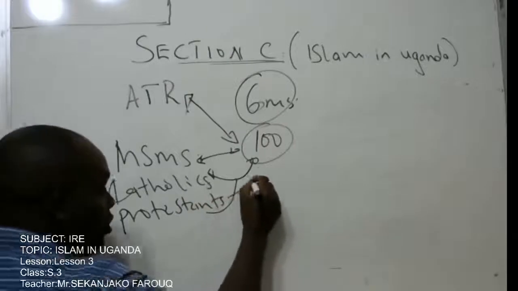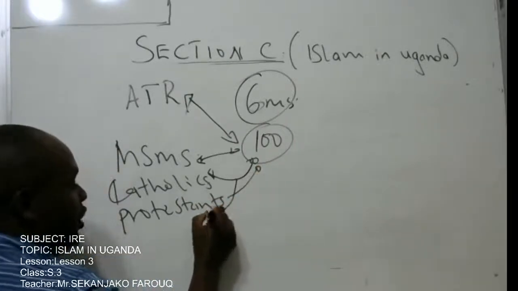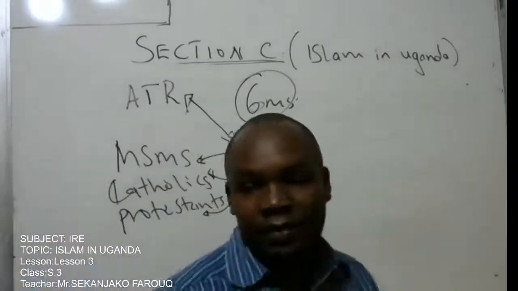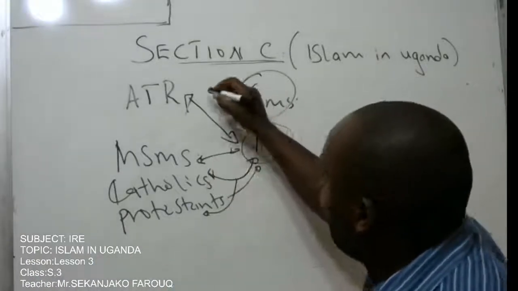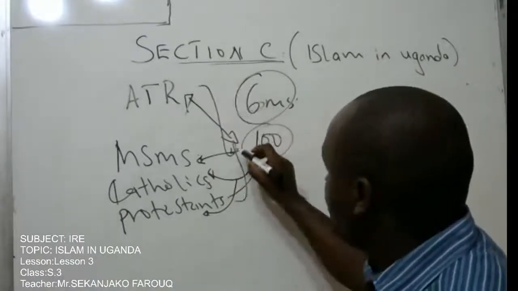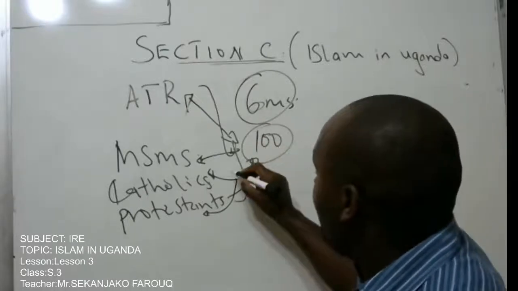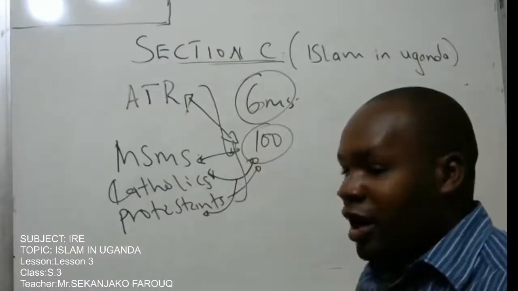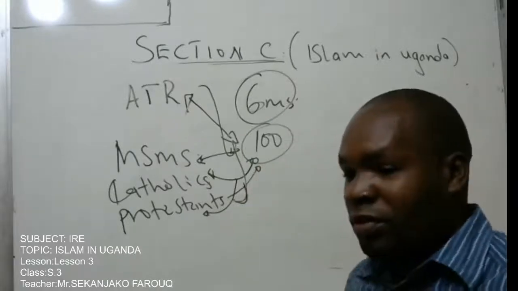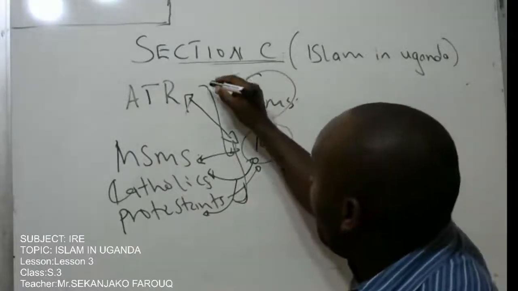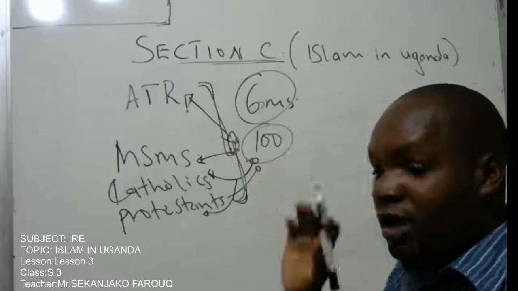They are all still competing for the 100 people. You could find that a person who has been a traditionalist in the morning, in the afternoon is a Muslim, and in the evening is a Catholic, and later on turns to Protestant. Therefore, there was a fight for the converts.